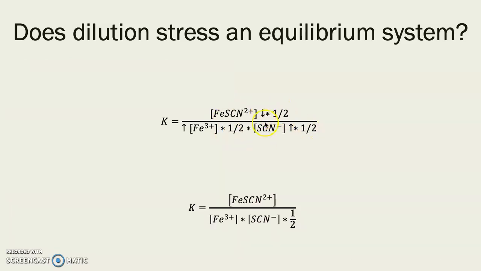So we times a half with a half because we double the volume, and then the concentration must be halved. Thank you for watching.